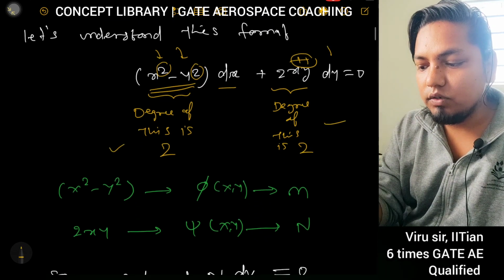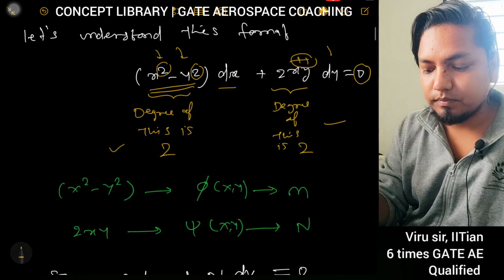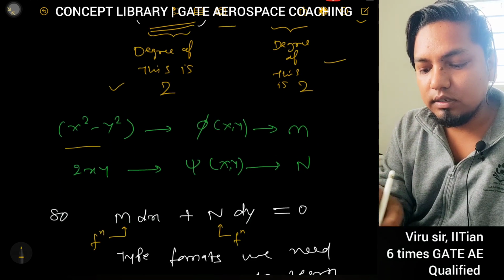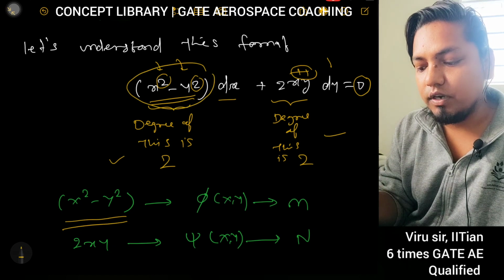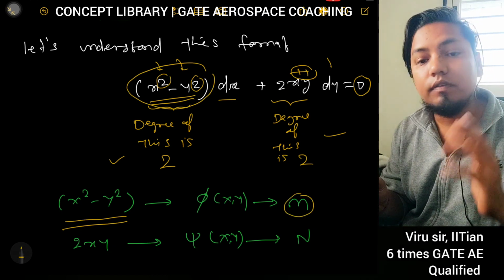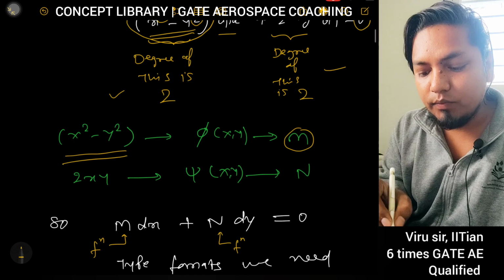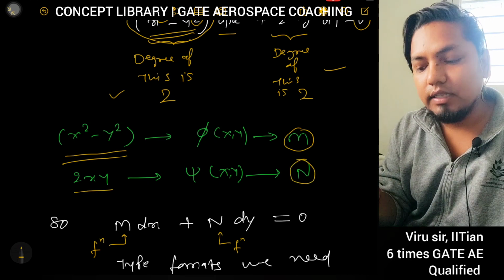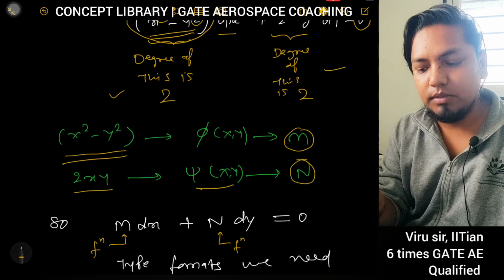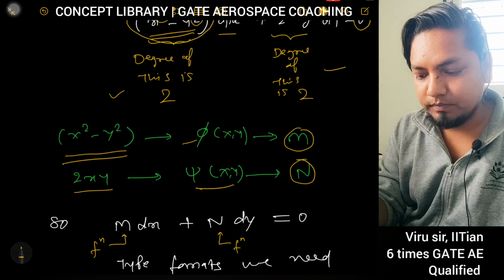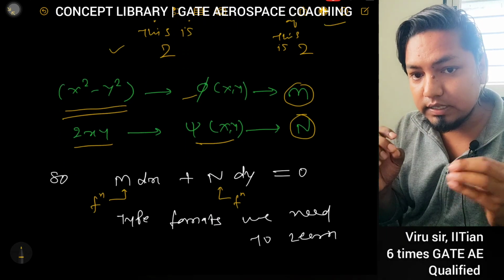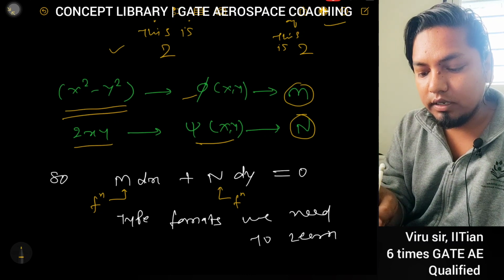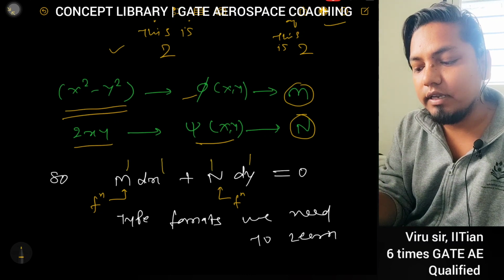Now, equal to 0 is there, notice. So we will consider this x square minus y square as a function m, and that will be a function of x and y. In the same way, 2xy we will consider as n. That will be another function, phi xy and psi xy. So the format we are going to discuss in this lecture will be like m dx plus n dy is equal to 0.